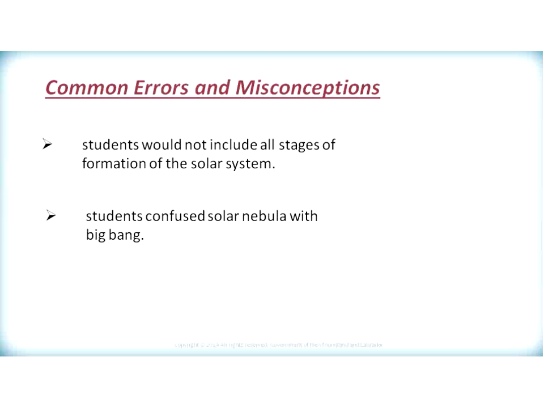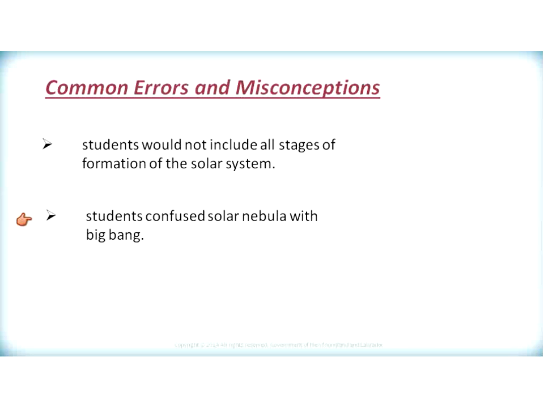Some common errors and misconceptions occur when answering this question. The first focuses on students not including all stages in the formation of the solar system. In the past, students have mentioned 2, maybe 3 of the 4 stages, but marks are allotted for all 4 stages. So when you answer the question, be sure that you address each and every stage in the formation of the solar system.